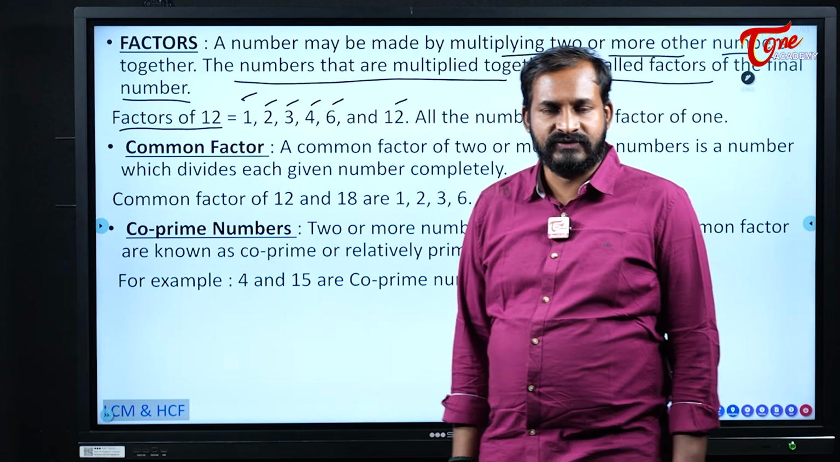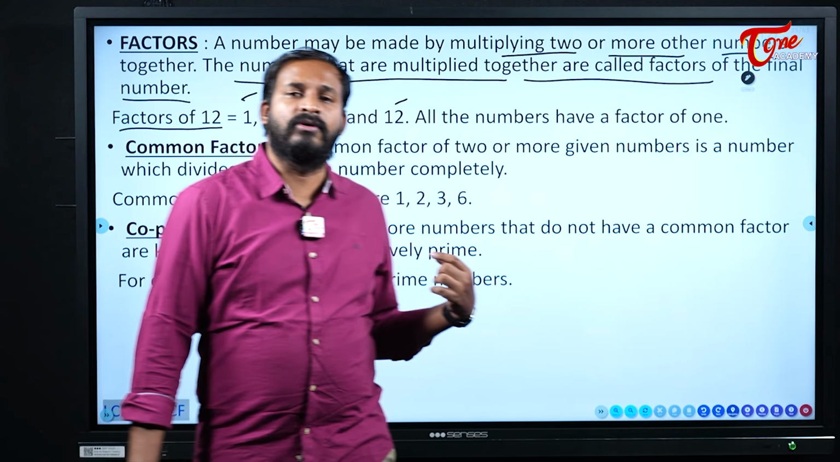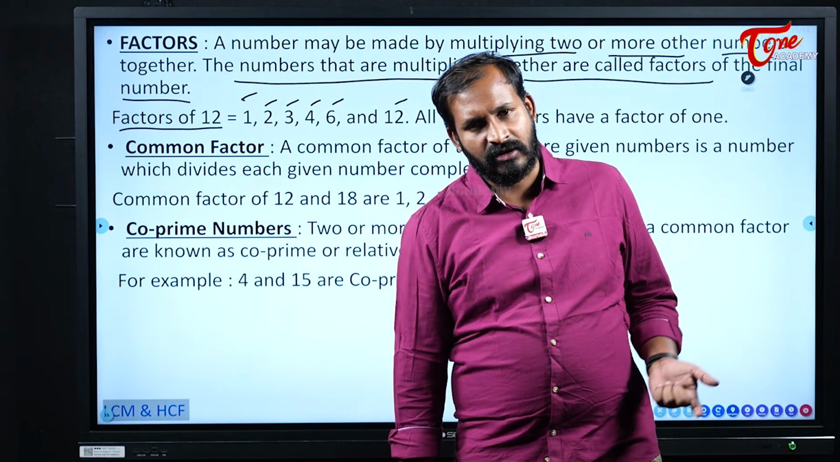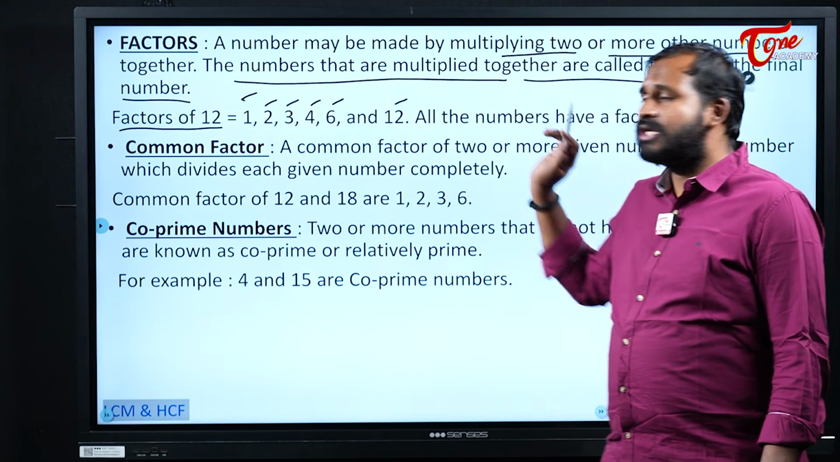These are the factors for 12, and while discussing the number system also, we have spoken about many things regarding these factors. That means how to find the factors, how to find the even factors, the odd factors, prime factors, like this. We have discussed many things. So those are the factors.